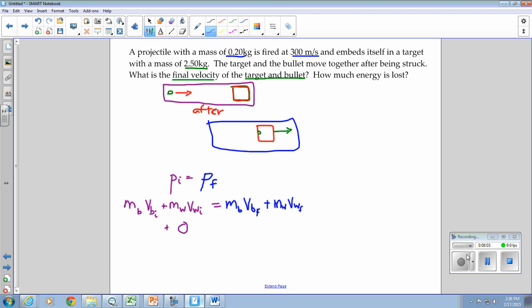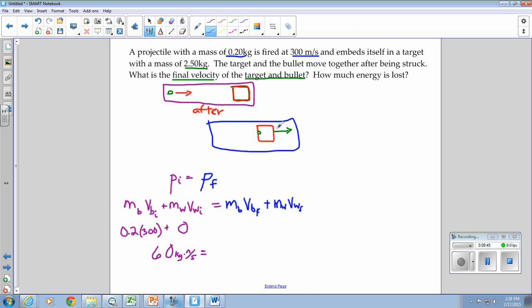And the mass of the bullet, 0.2 times 300. And then this side of the momentum equation is going to be equal to 60. That's kilograms times meters per second. So this needs to equal the final momentum. If you have the mass of the bullet and the mass of the wood, we already have those two numbers. We're solving for the velocity of the bullet and the velocity of the wood after.